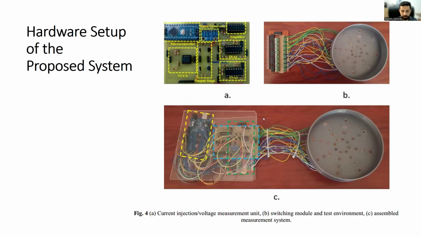This figure shows how this comes together physically. On the top left, we see the current or voltage module. In the top right, the switching circuitry and phantom tank. You can see from the top right figure, and the bottom figure, the assembled system, compact and easy to deploy.